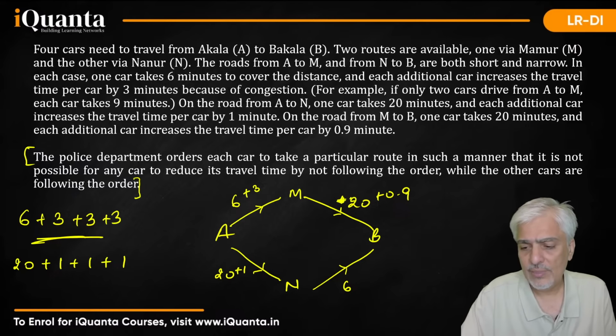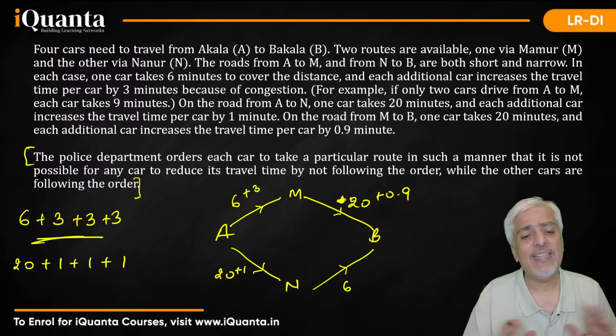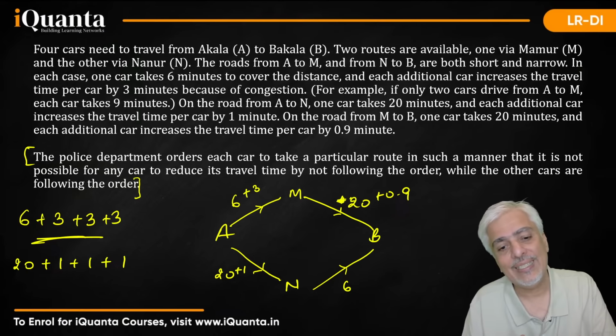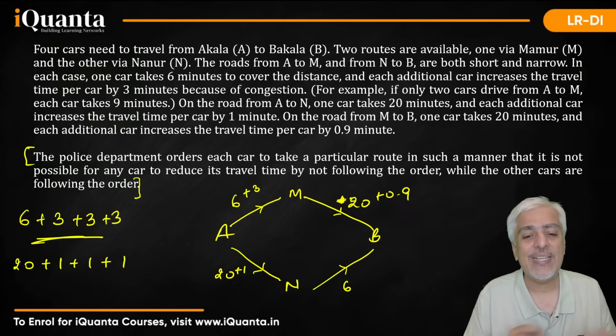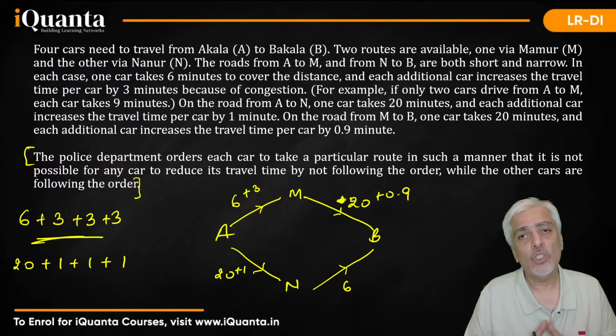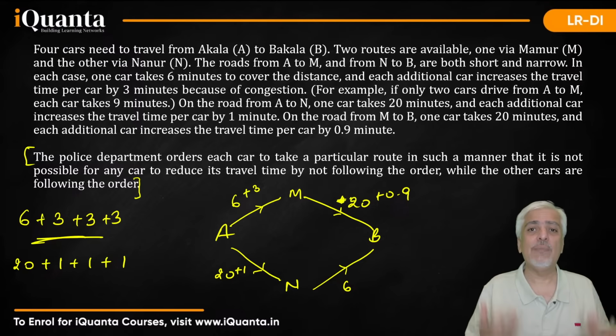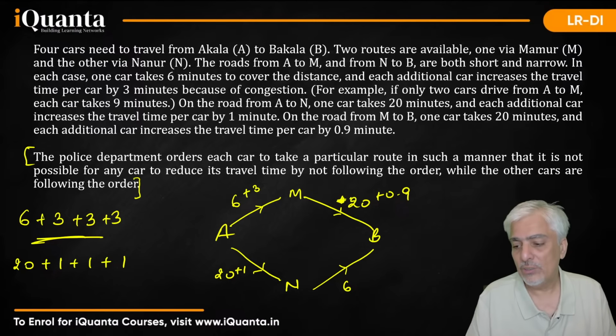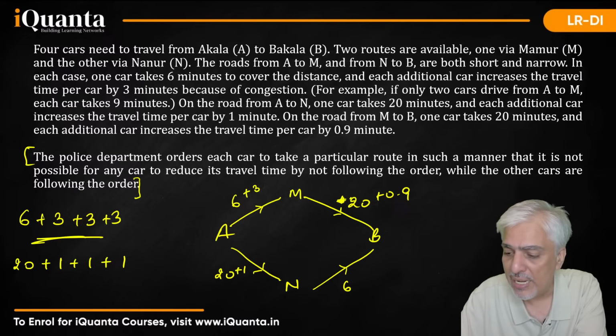Now, see, when will things get optimized? Because in both the routes, there is a 6 plus 3, and in both the routes, there is a 20 and very close to 21, 20.9 and 21. So my whole idea was to think a little simply. Have to think from the perspective of 2 and 2. So let's say to A and B, two cars are going, and A and B, two cars are going.